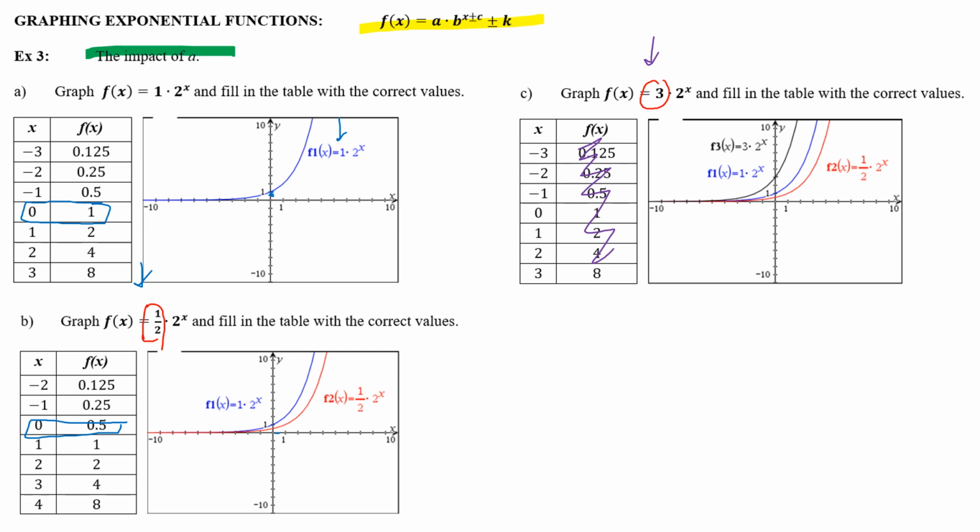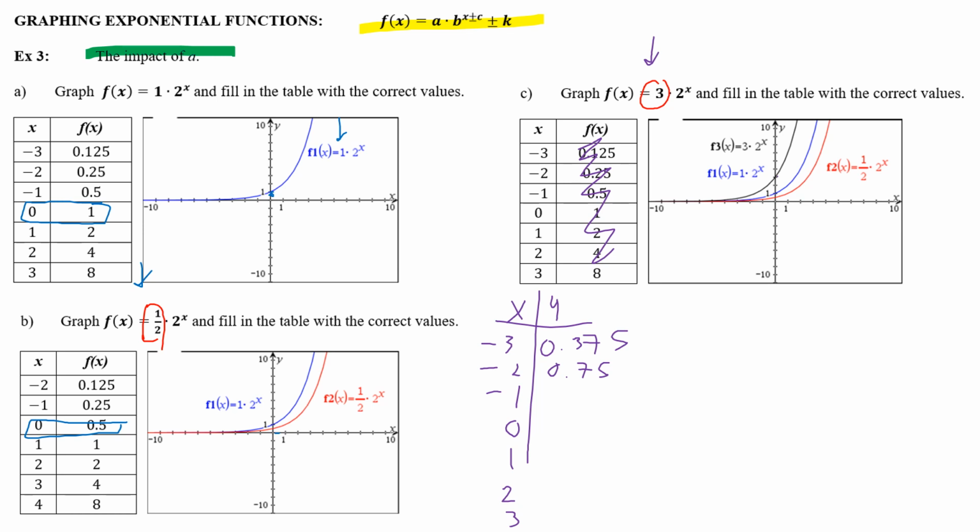I'm going to go ahead and write the correct table right here. X, Y. We'll still use the same x value, so we have -3, -2, -1, 0, 1, 2, and 3. When x is negative 3, y should have been 0.375. When x is negative 2, y should be 0.75.